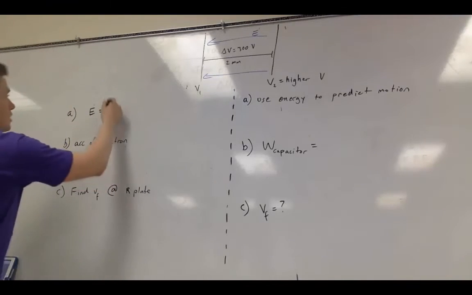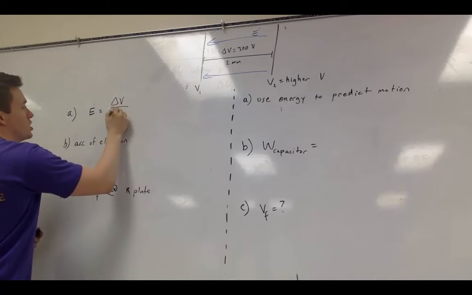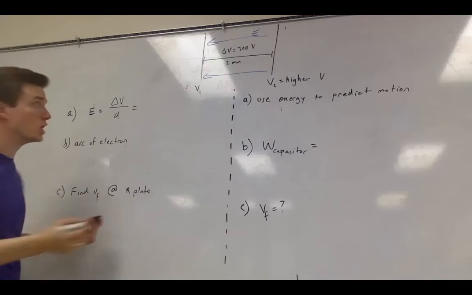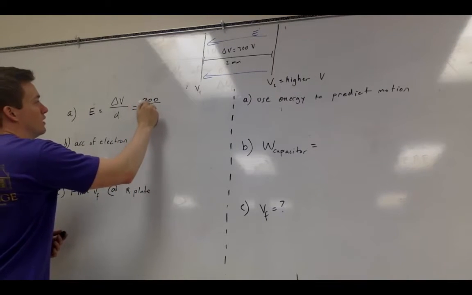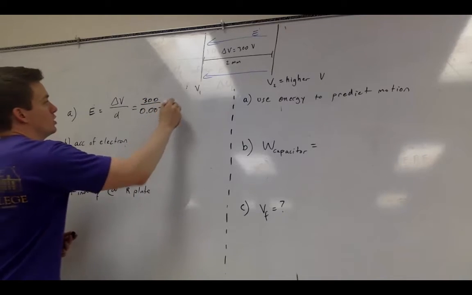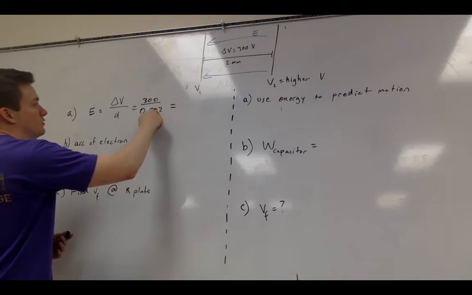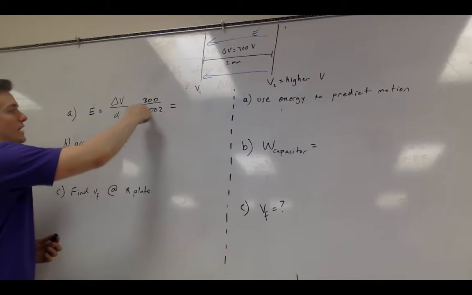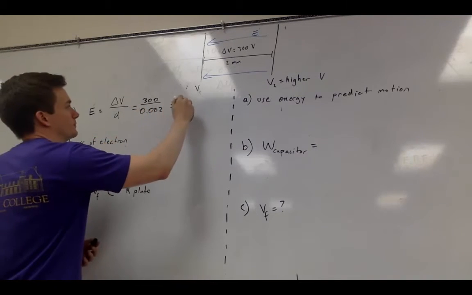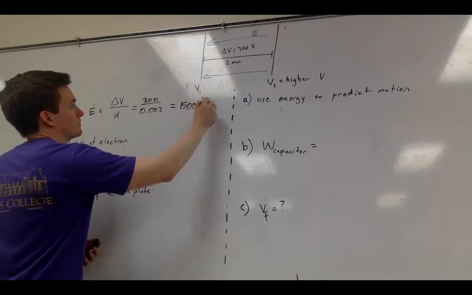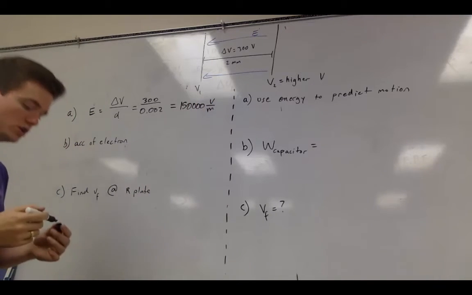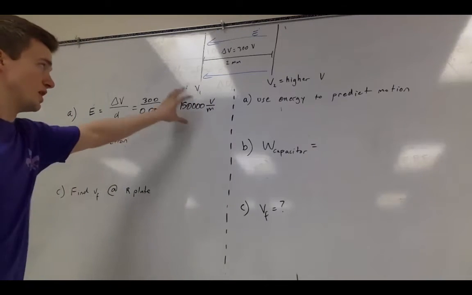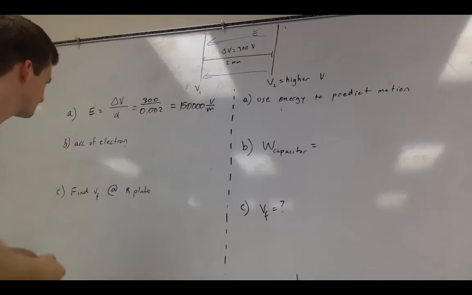So that delta V, we know. That distance, we know: 300 divided by 0.002. So 150, 1500, 15,000, 150,000. And we can write that as volts per meter or newtons per coulomb. It's the same unit either way.